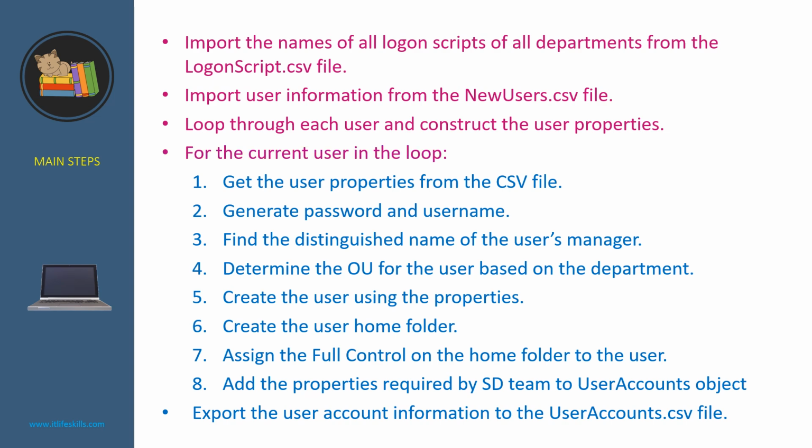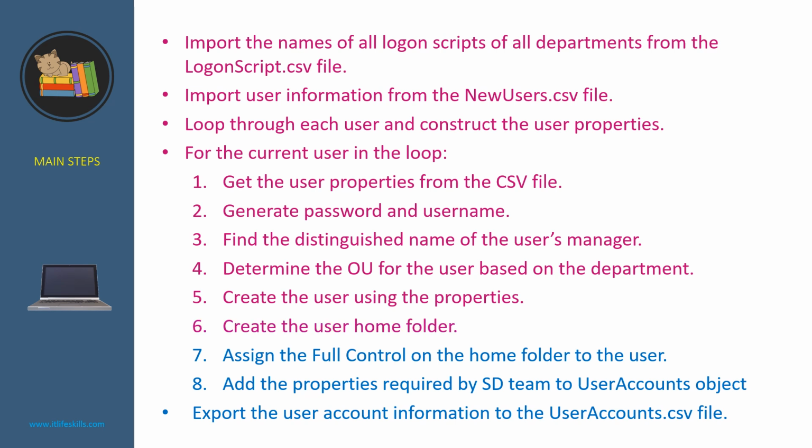For the current user in the loop, it gets the user properties from the CSV file and stores them in the corresponding variables. Then it generates a password and username for the user. From the manager name, it finds the distinguished name of the user's manager. Then it determines the OU for the user based on the user's department. After having all the user properties, it creates the user account.